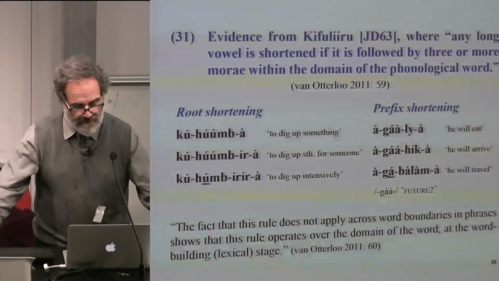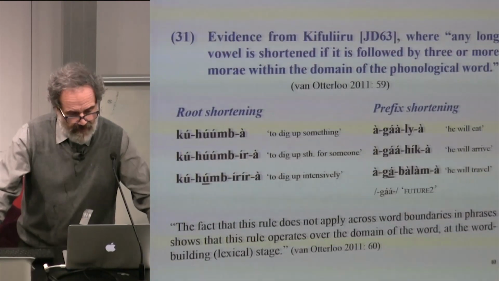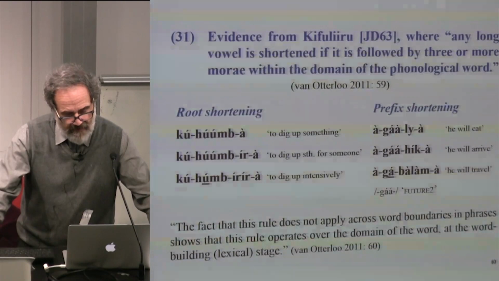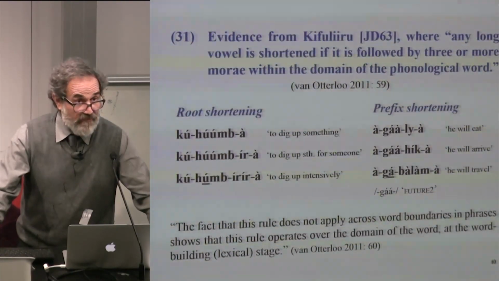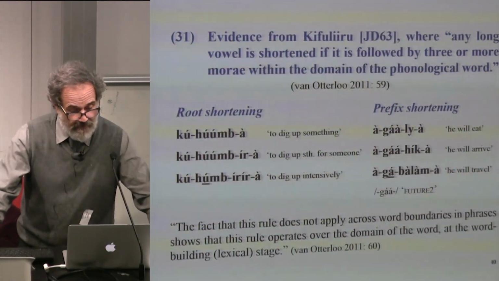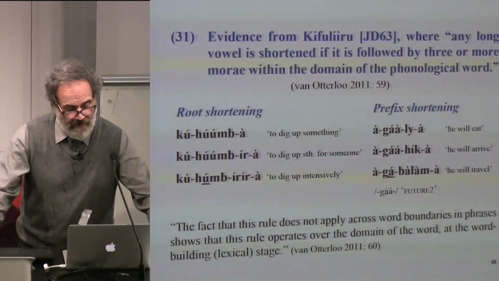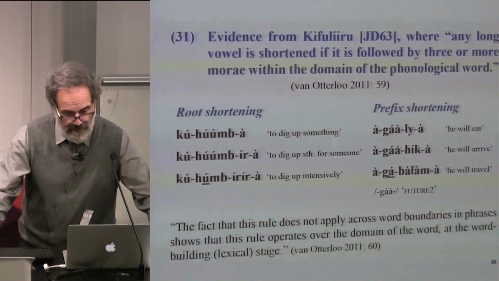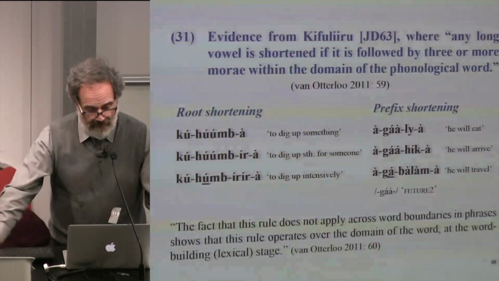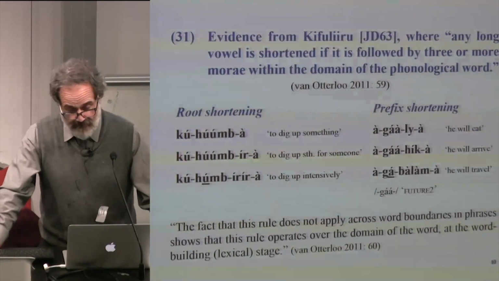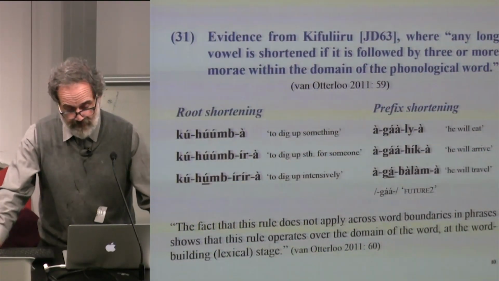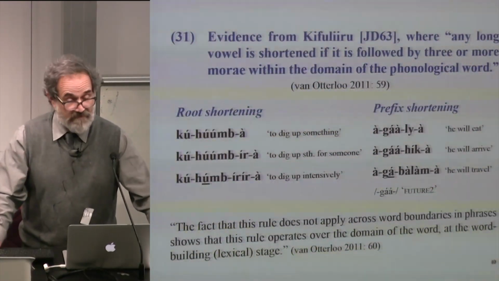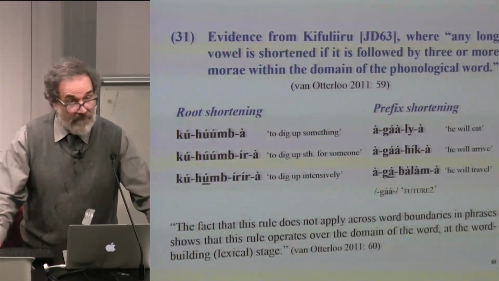So here are some examples. On the left side, the left column, kuhumba, to dig up something. I add the applicative suffix that we've been seeing, which is il or ir, and we get kuhumbira. You keep the length, but if I add one more syllable, as in the intensive suffix irir, then you get shortening. And similarly, prefixes shorten in this language. You can see the long ga in the first two examples, and then the shortening when there are just too many moras. When there are three or more moras afterwards, the vowel shortens.